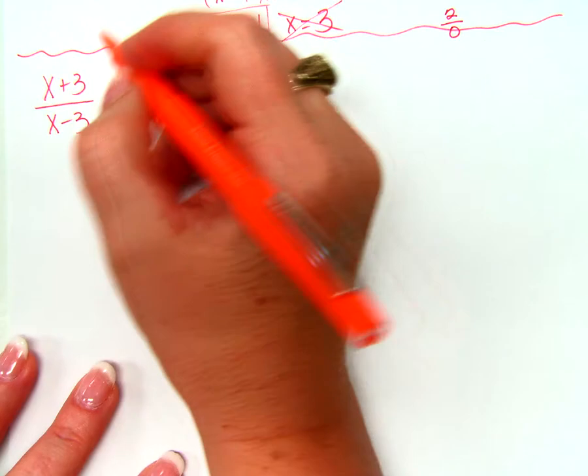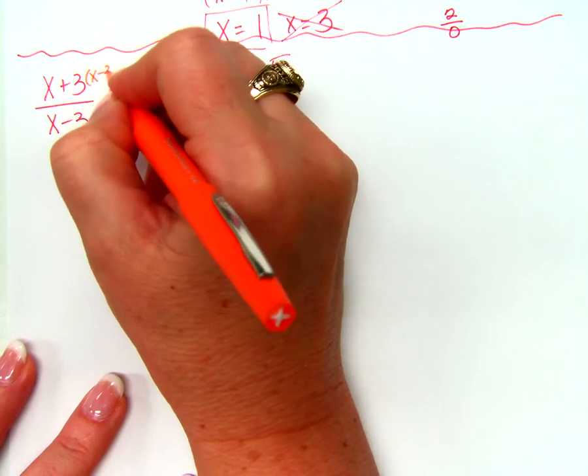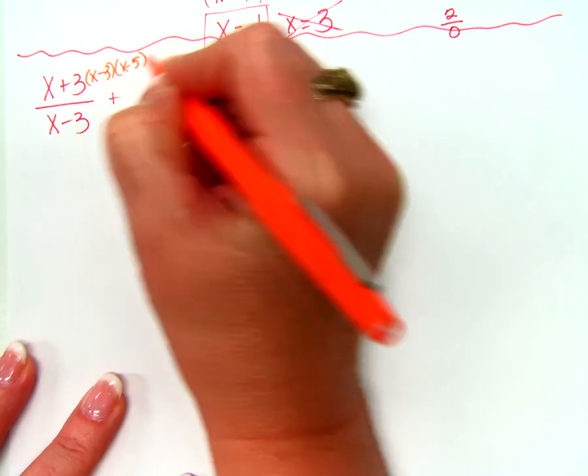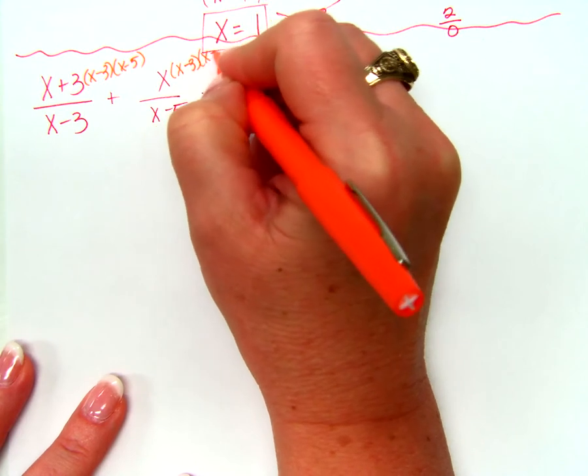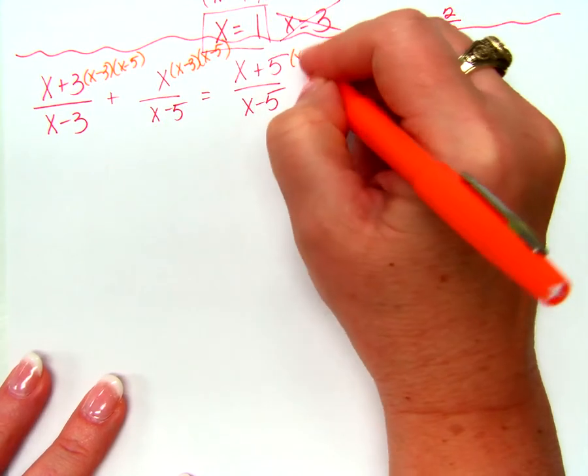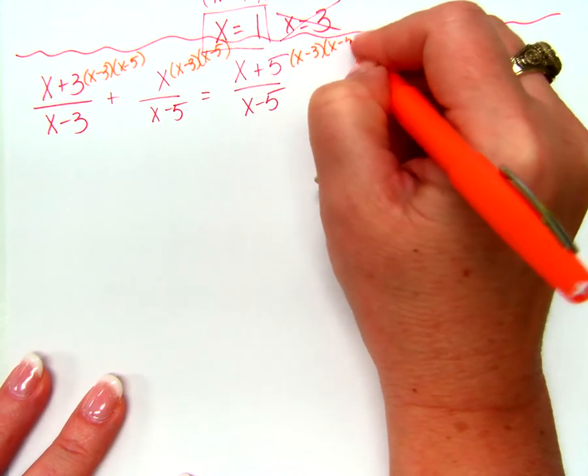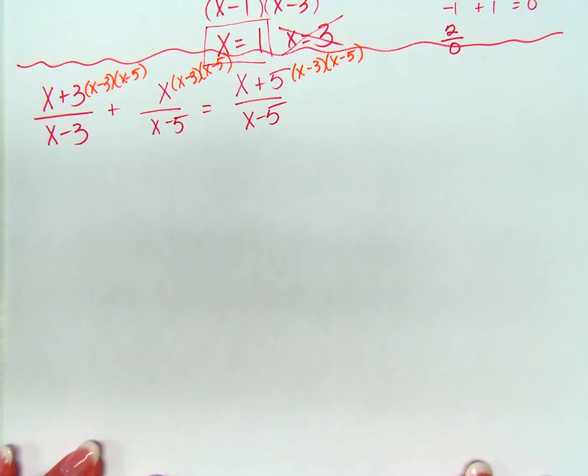Yes? Okay. So if I multiply every problem by x minus 3, x minus 5, not every problem, but every part of it, x minus 3 times x minus 5, x minus 3 times x minus 5. So what happens?